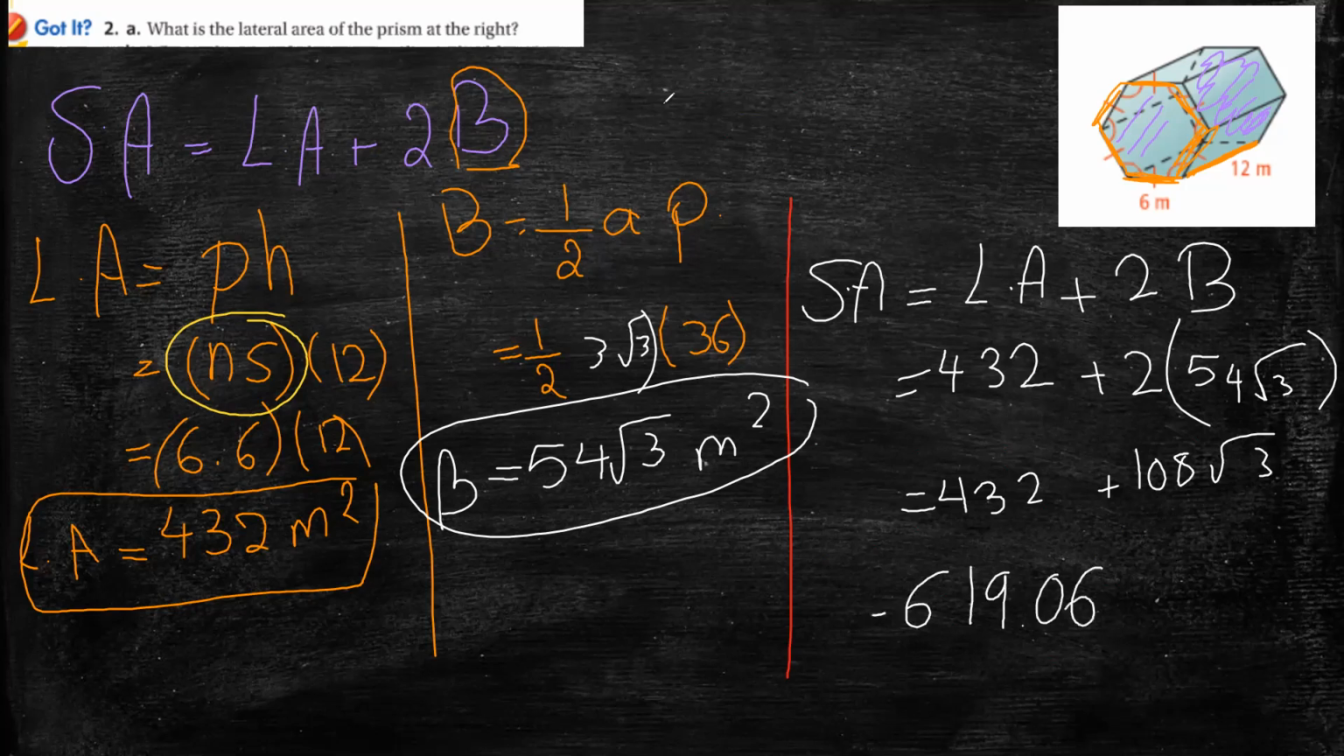So the area will be 619.06. Now what is the unit of the surface area? It's meter squared. Since we add meter squared plus meter squared, the surface area will be meter squared. So this is now the surface area of the hexagonal prism. Now look at it and tell me if you have any question.